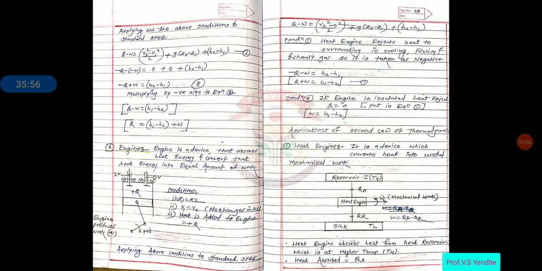Then take a second condition. If the engine is insulated, no heat is rejected to the surroundings, so Q is equal to 0, so that W is equal to H1 minus H2. Then the applications of the second law of thermodynamics, that part we will see in the next lecture. Okay, so thank you.